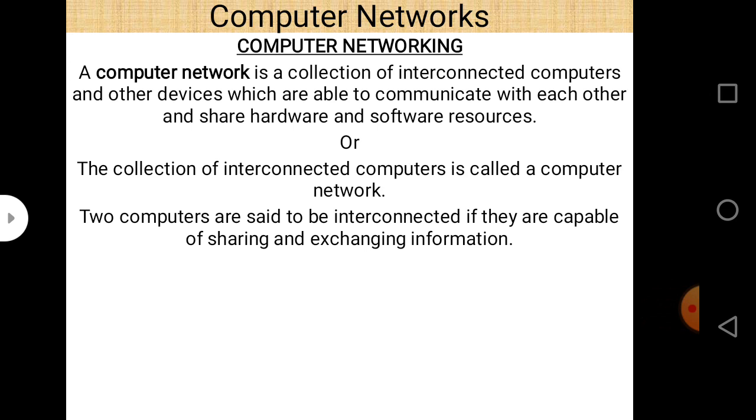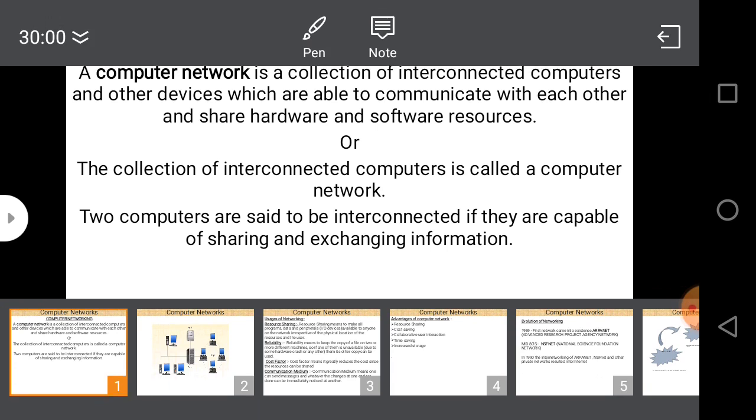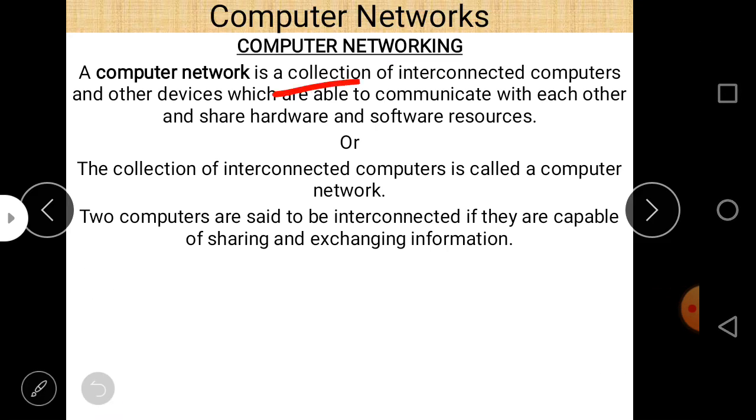So what is a computer network? A computer network is a collection of interconnected computers and other devices which are able to communicate with each other and share hardware and software resources. So that is the purpose of computer networking: if we want to share hardware or software resources, we generally use a computer network.